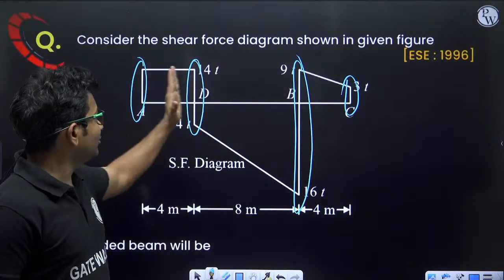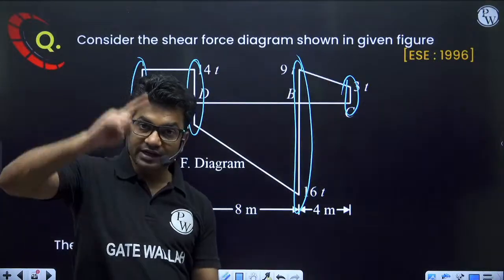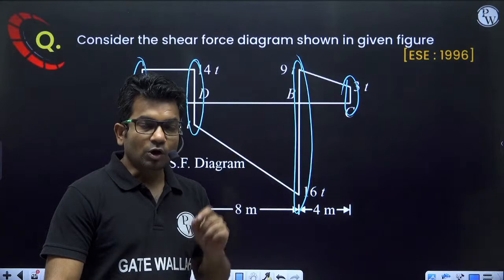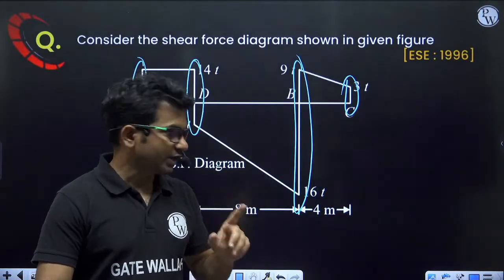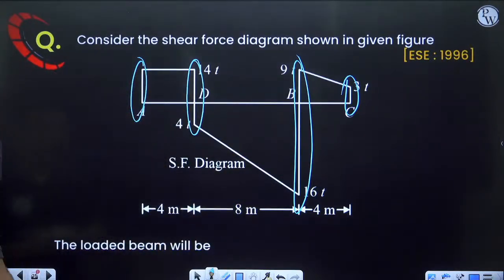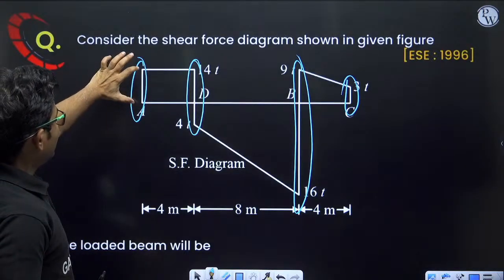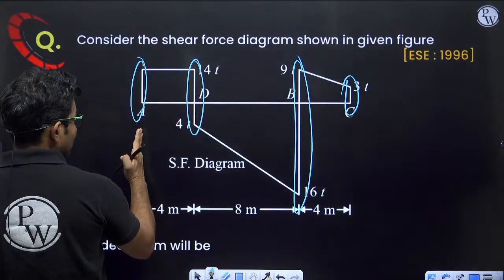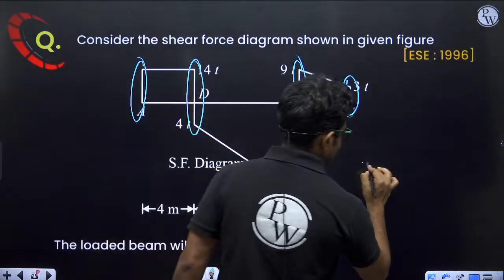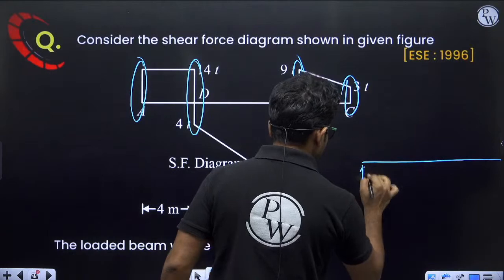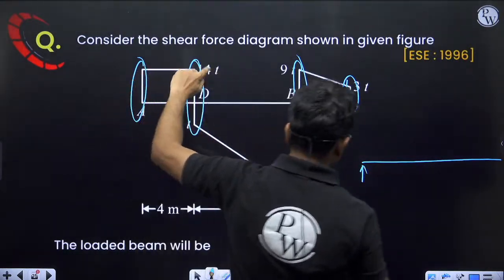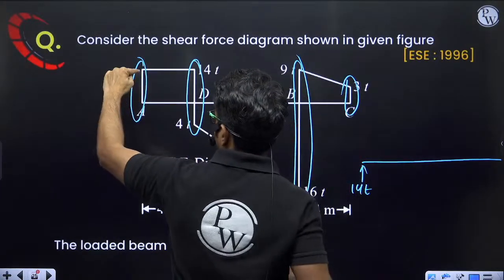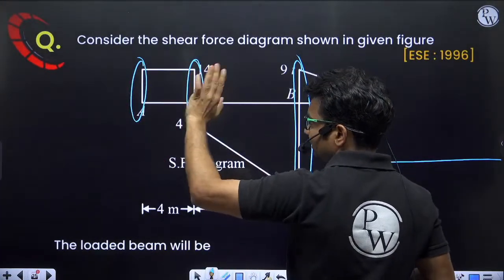So at these locations where there is sudden change in the value of shear force, there will be either point load or there will be support reaction. Okay, either these two things will be there. Here whatever is the support reaction or point load, it is acting in upward direction, and the magnitude will be 14 ton.